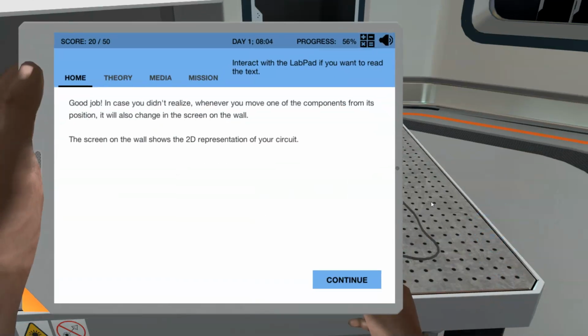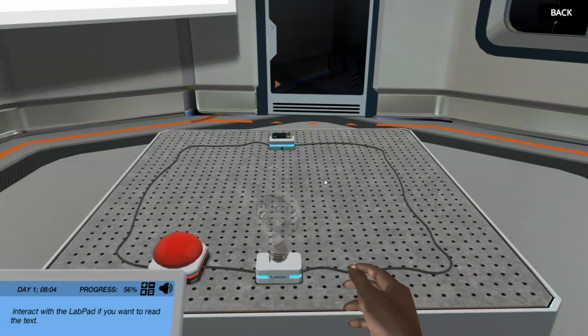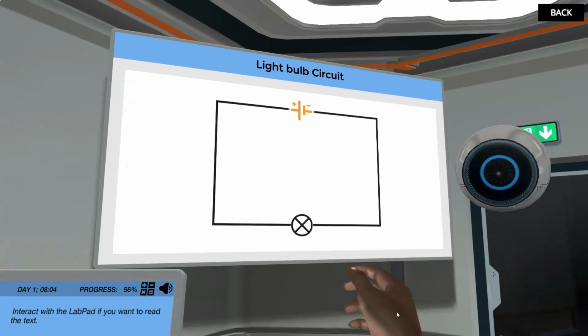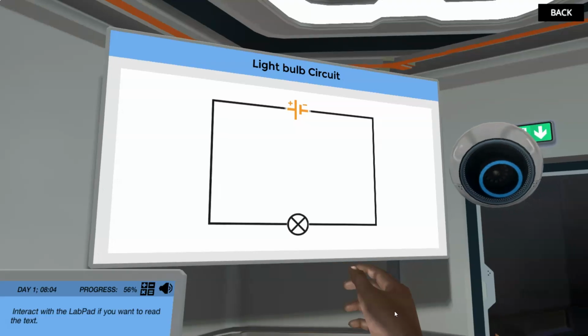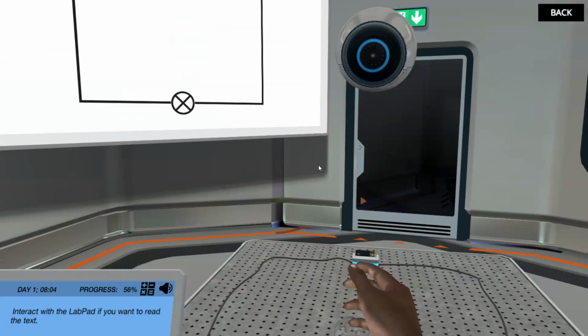Good job! In case you didn't realize, whenever you move one of the components from its position, it will also change in the screen on the wall. The screen on the wall shows the 2D representation of your circuit.